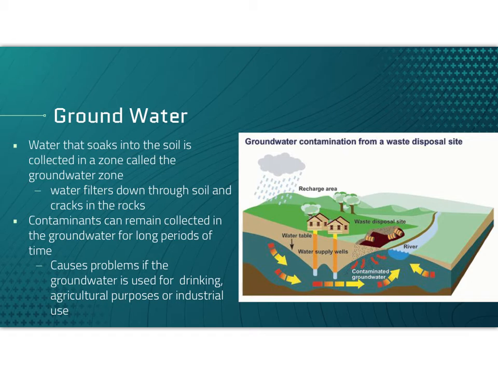We don't want contaminants being concentrated here because this is our water supply to homes. Groundwater can also come out in rivers and our water systems, so we don't want it contaminated. Again, it can cause problems if the groundwater is used for drinking, agricultural purposes, or industrial use. We don't want to see contaminants in our groundwater.